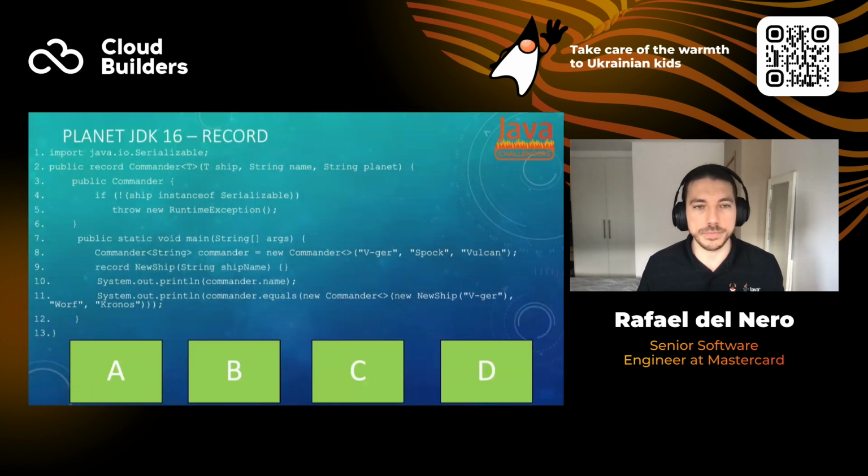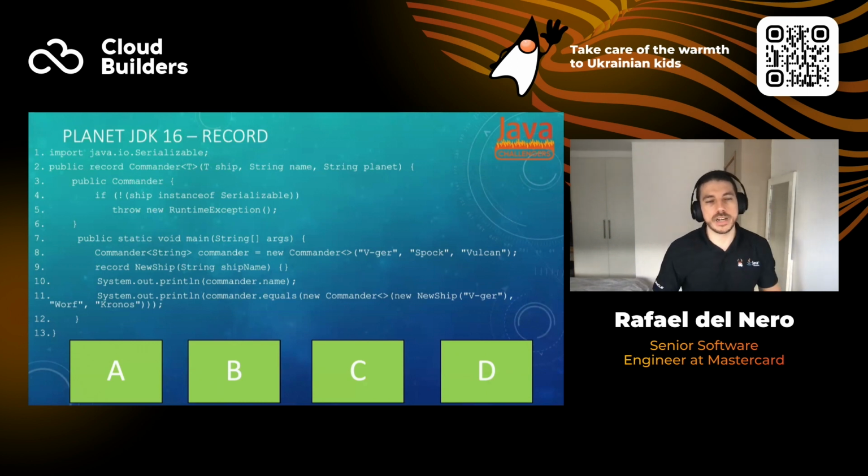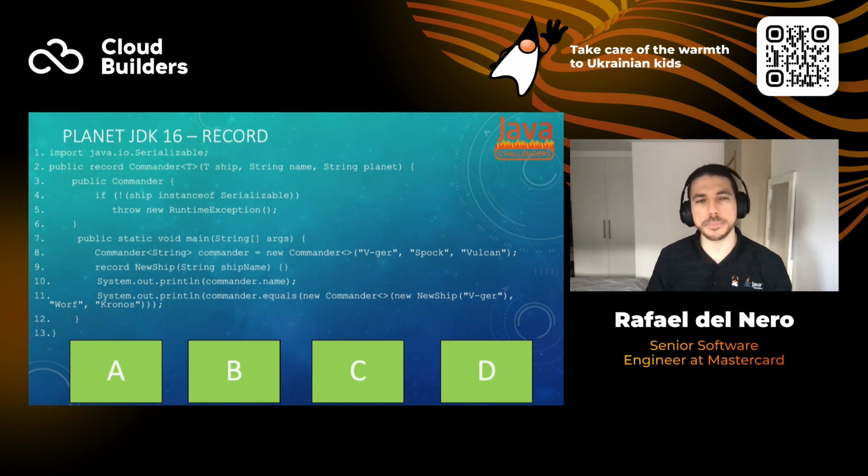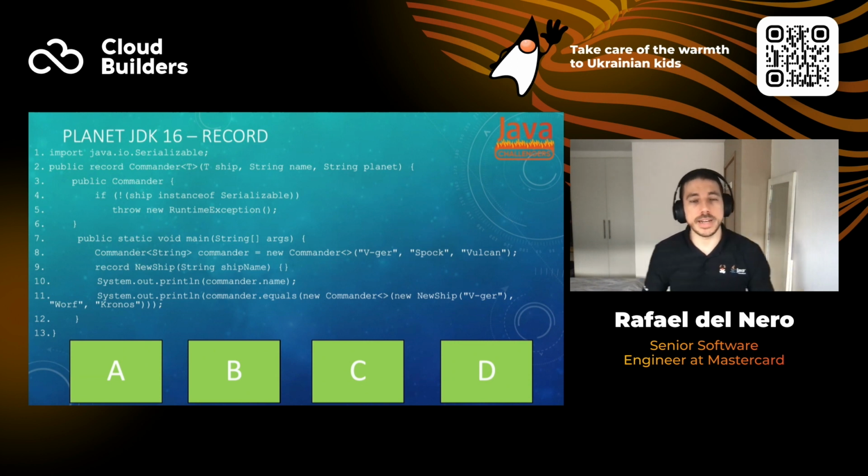JDK 16. Record. So this is a very important concept because you can create very easily immutable objects, and record is nice because it gives you for free the equals and hash code methods, and you don't even need to declare your fields on the record. So you can just declare them on the constructor. So this is a very nice feature because it also reduces a lot of the boilerplate code in Java.